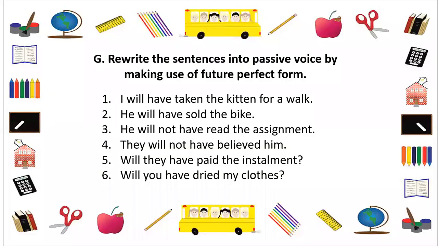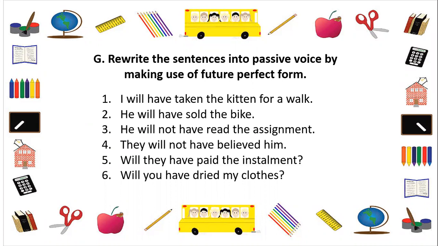So students, the first thing we have to do is swap the object and the subject. Okay. So we change it to the kitten will have been taken for a walk by me. He will have sold the bike. So we need to first start with the bike. So you say the bike will have been sold by him.